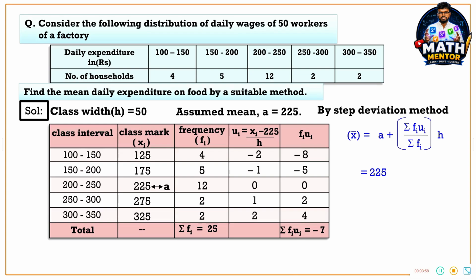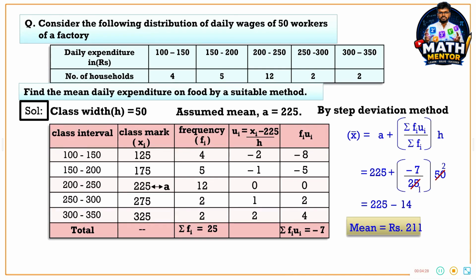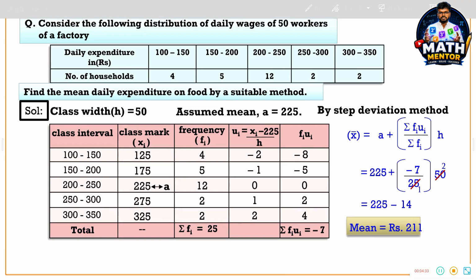a is 225, plus sigma fi ui, which we got as minus 7, by sigma fi, which is 25, into our h, which is 50. So we can cancel 25 into 50, which gives 2. So 225 plus into minus, 7 times 2 is 14. So 225 minus 14, we get 211. So our mean daily expenditure on food is 211.